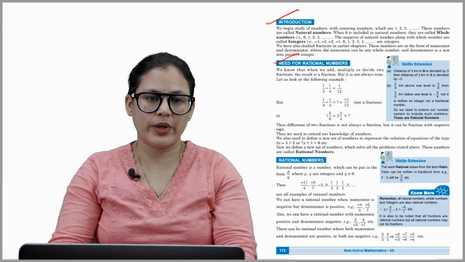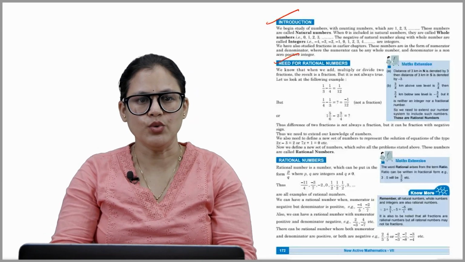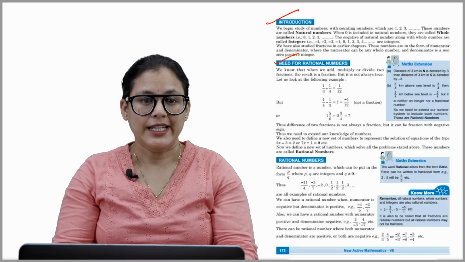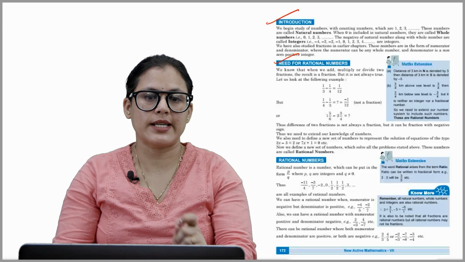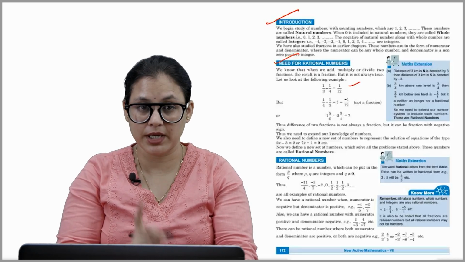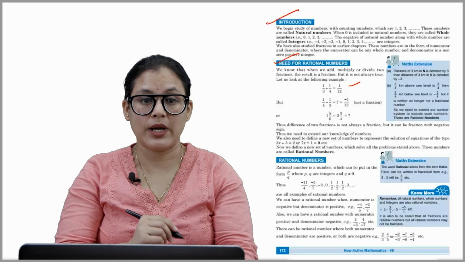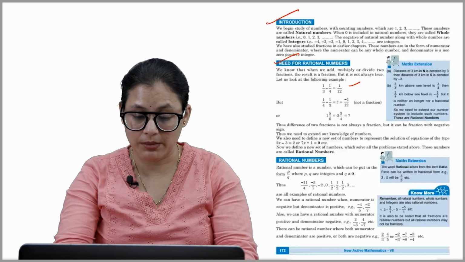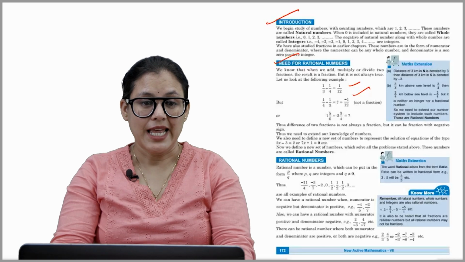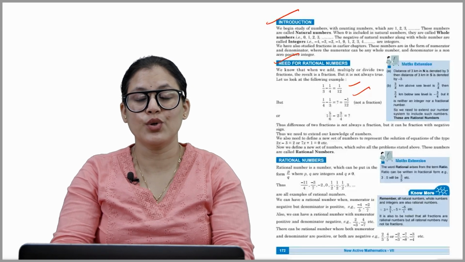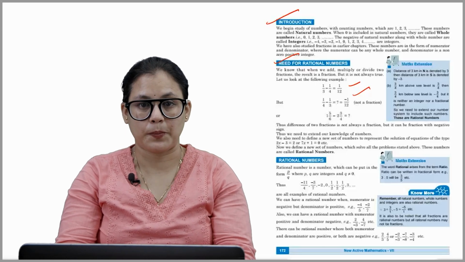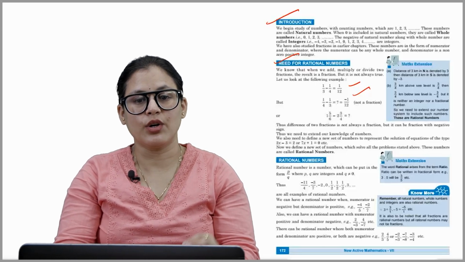We know that when we add, multiply or divide two fractions, the result is a fraction, but it is not always true. Let us look at the following example. 1 by 3 minus 1 by 4 is equal to 1 by 12, but 1 by 4 minus 1 by 3 is equal to minus 1 by 12. This is not a fraction. Thus, the difference of two fractions is not always a fraction, but it can be a fraction with a negative sign. Thus, we need to extend our knowledge of numbers.